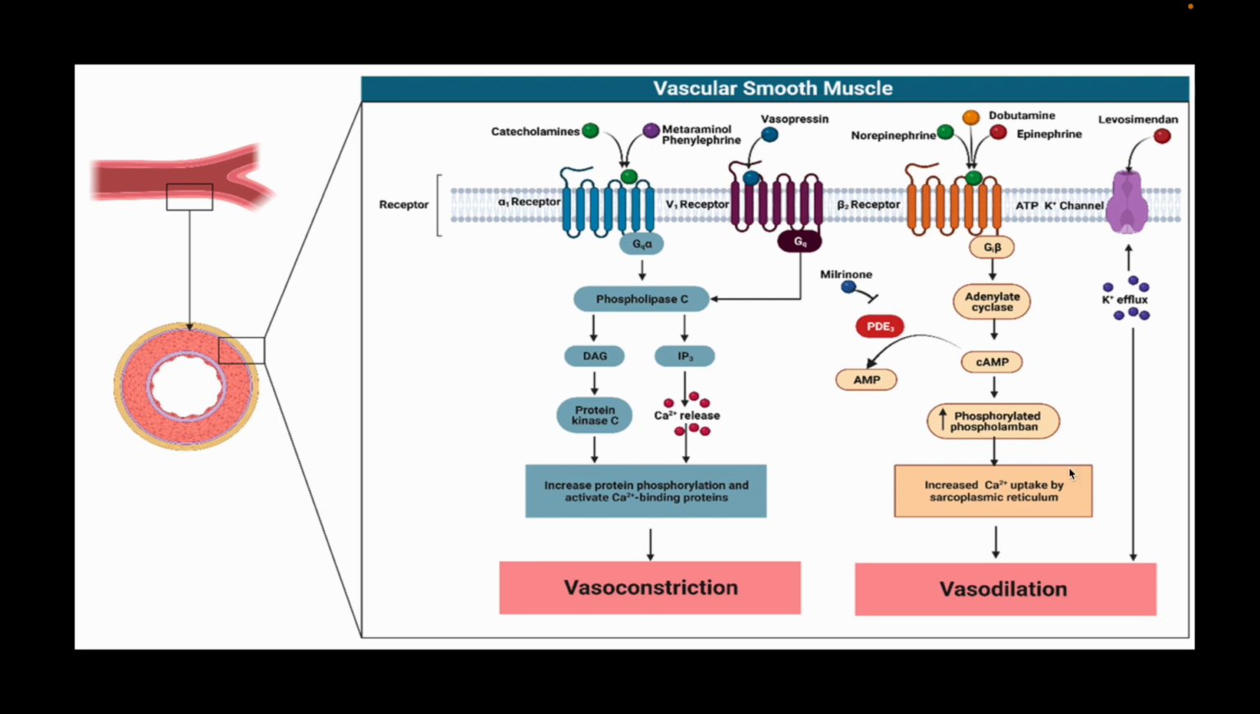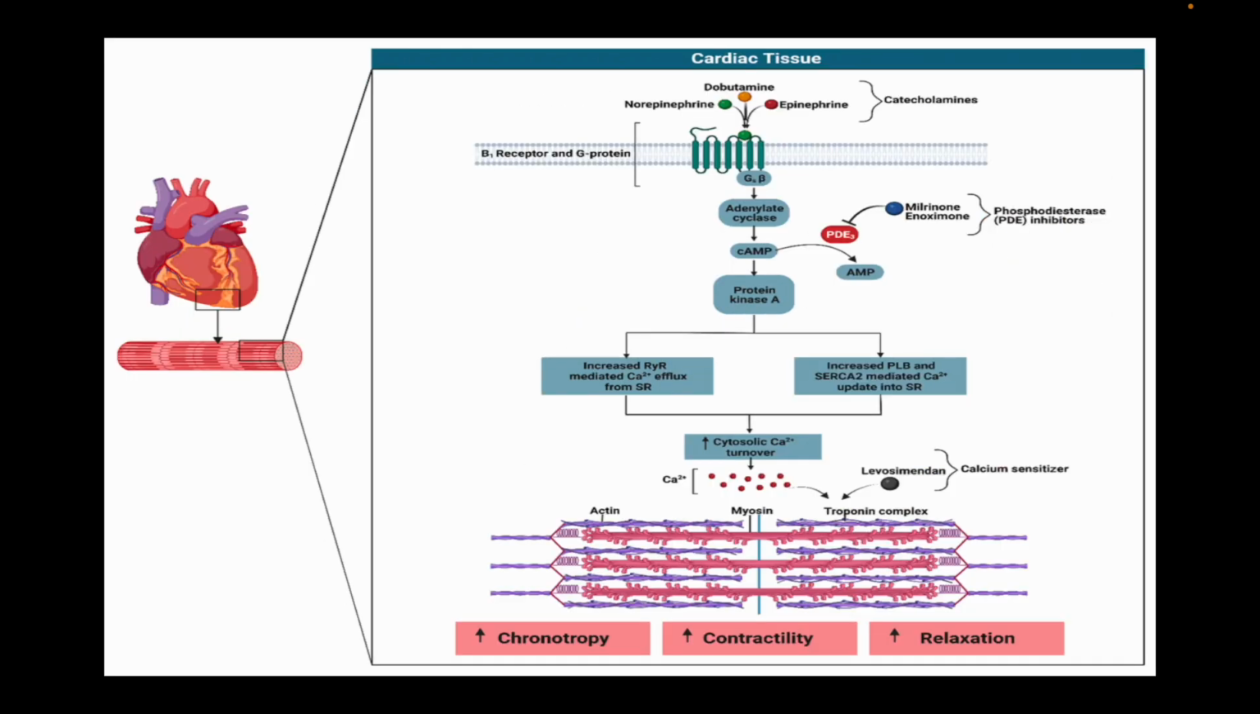Now, these are the various catecholaminergic and other agents which act on various receptors in the blood vessels. The catecholamines through the alpha receptor cause vasoconstriction. Similarly, vasopressin also causes vasoconstriction by the V1 receptor. However, catecholamines, when acting on the beta-2 receptors, and levosimendan acting on the ATP-sensitive potassium channel, cause vasodilatation. So various classes of catecholamines and other vasoactive agents result in different vascular responses. They can either cause constriction or dilatation.